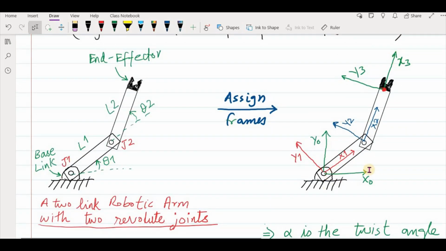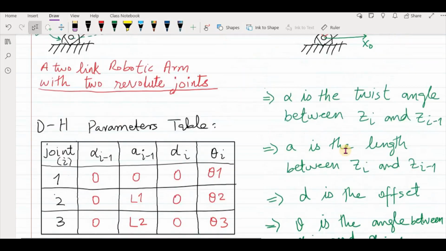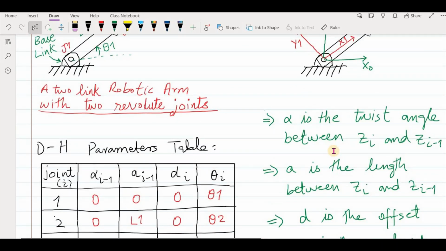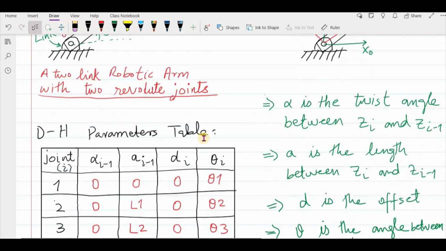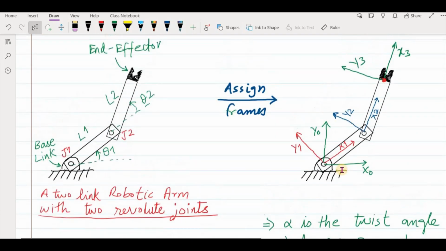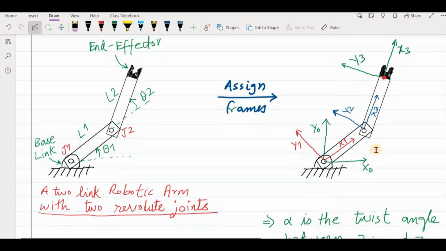looking at this robotic arm with frames attached according to the DH convention. So what we do, we try to find the DH parameters starting from frame 0 to frame 1 to frame 2 and frame 3, or you can say joint 3 also. So however many joints or frames you have attached, you have to find the DH parameters for all the frames relative to the neighboring frame.